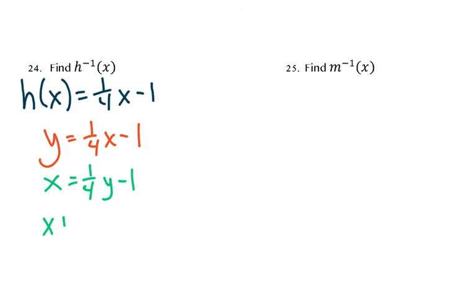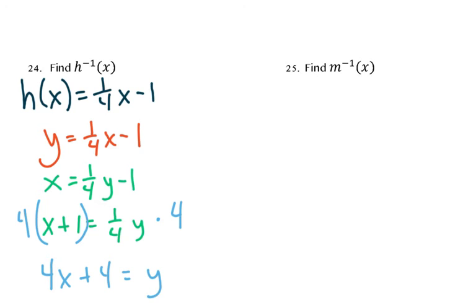So I'll add 1. And now I'm going to multiply by 4. And remember, you multiply all of it by 4. So it's going to be 4x plus 4 equals y. So h negative 1 of x is equal to 4x plus 4.